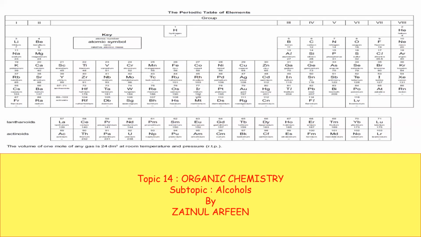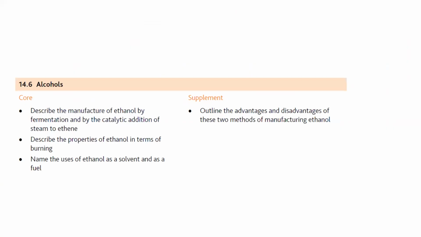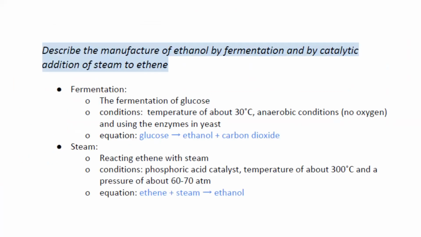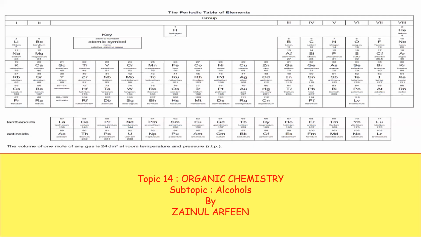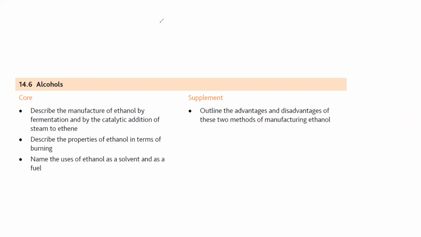So topic 14, which is about organic chemistry, and the subtopic is alcohol. Alcohol is a functional group, meaning a group which is attached to the carbon, which chemically and physically changes the property of the carbon structure. So that we call alcohol. In this group, the functional group OH is present, and the name should end in -ol.